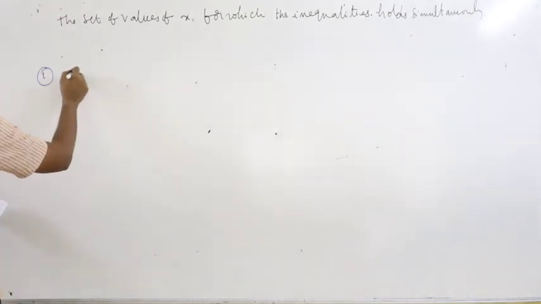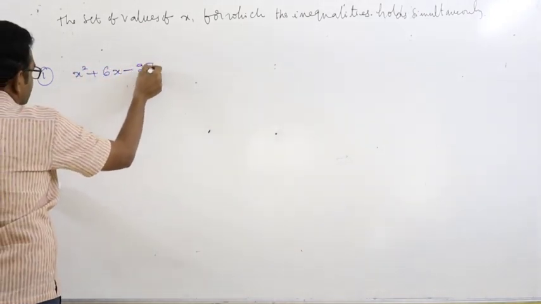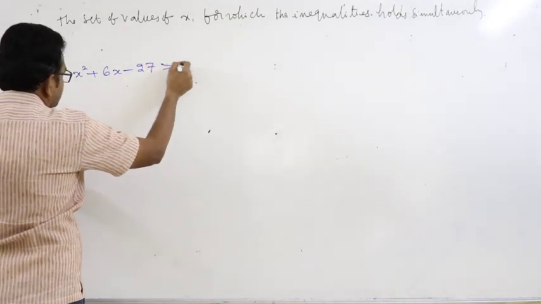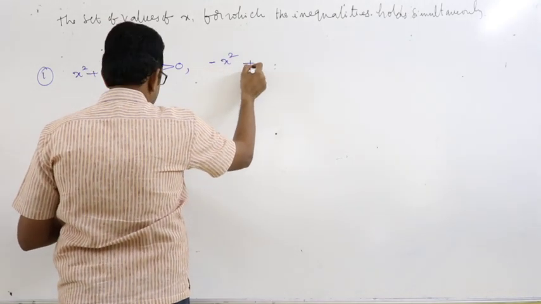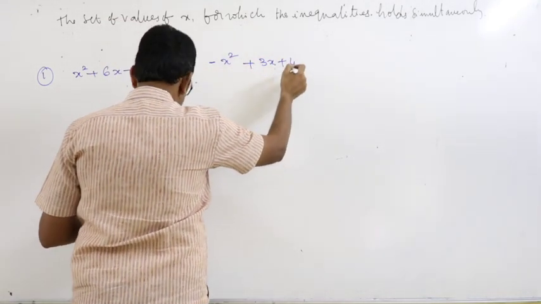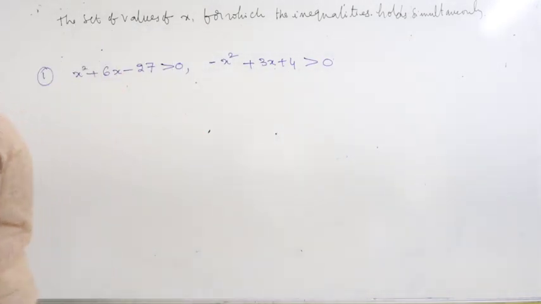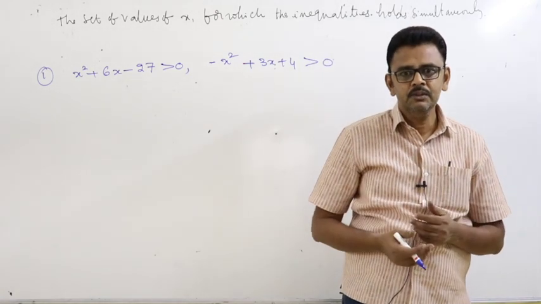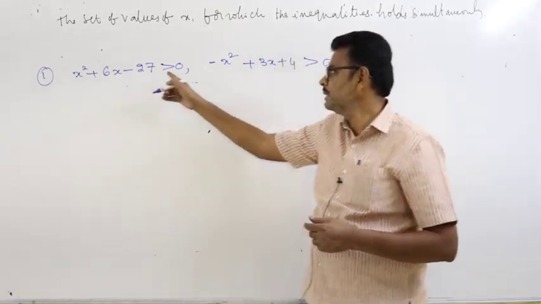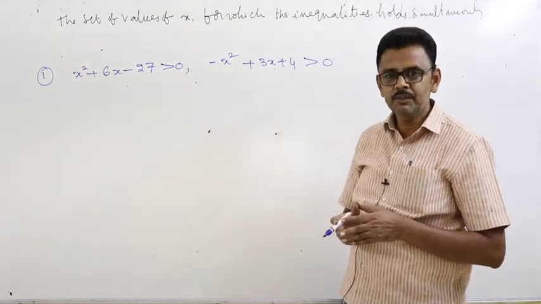First problem, x square plus 6x minus 27 is greater than 0 and minus x square plus 3x plus 4 is greater than 0. That means you have to find the common part for both expressions. This is greater than 0 and this is greater than 0, for what values are both valid?